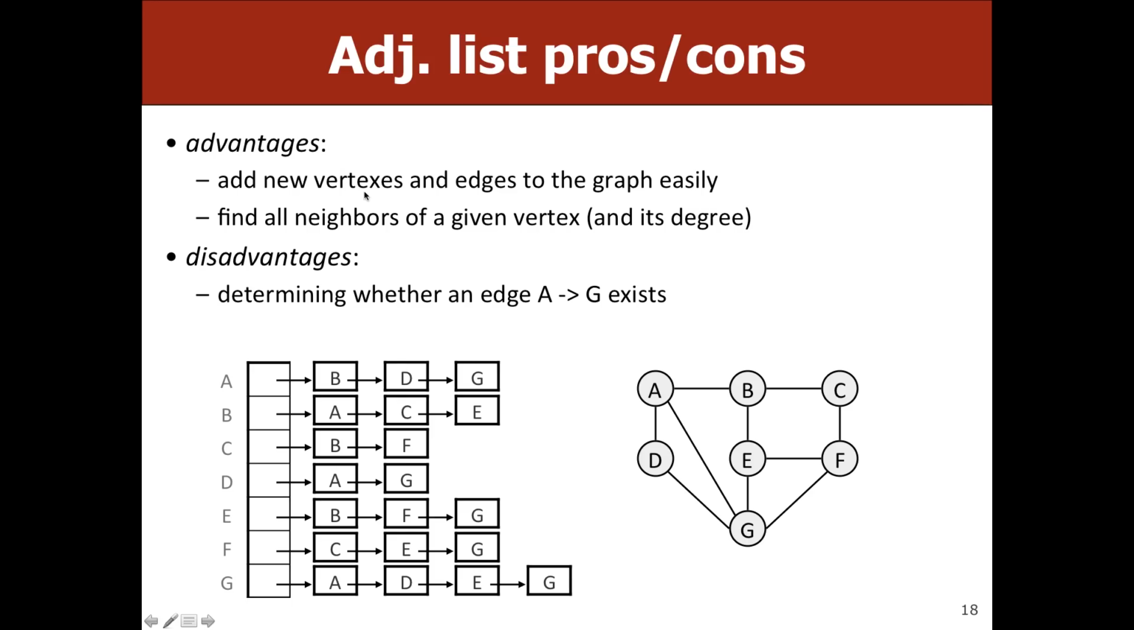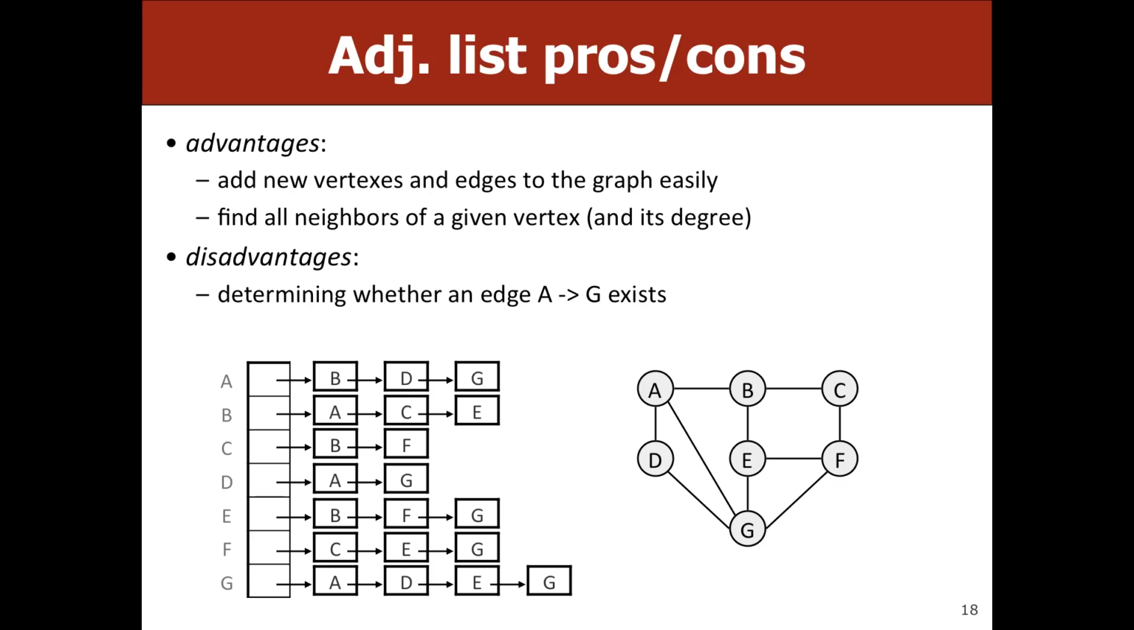Basically, it's really good at adding new vertices and edges to the graph, right? It was a constant amount of time. And it was also very good at finding neighbors of a given vertex. The thing it was worse at is it's hard to determine whether a given edge exists, right? Because in order to do that, we have to go through all of the neighbors for that vertex. So if we're looking for AG, we'd have to start off here and be like, okay, is B what we're looking for? Is D what we're looking for? Is G what we're looking for? So we'd have to go through the entire list.